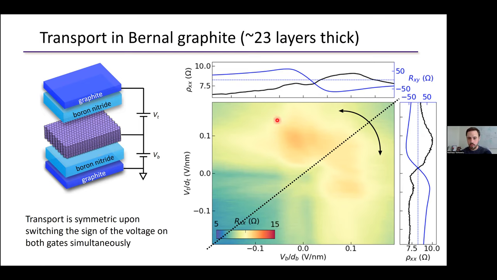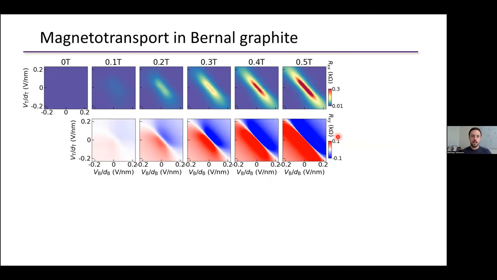So I don't understand what this structure is, but we've seen this across many devices. And so it's something intrinsic to graphite, but it's a little bit weird. But things start to make more sense as we turn on the magnetic field a little bit.